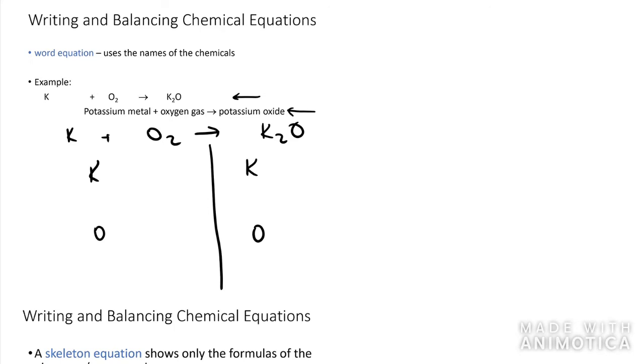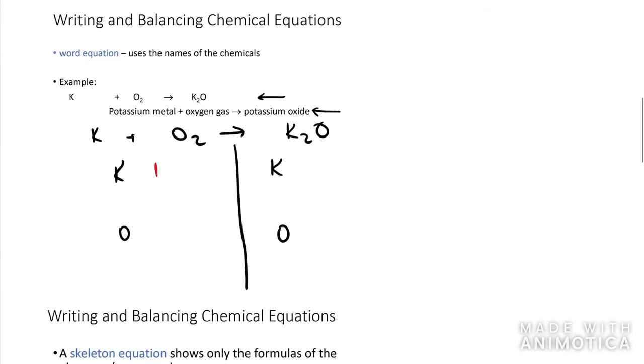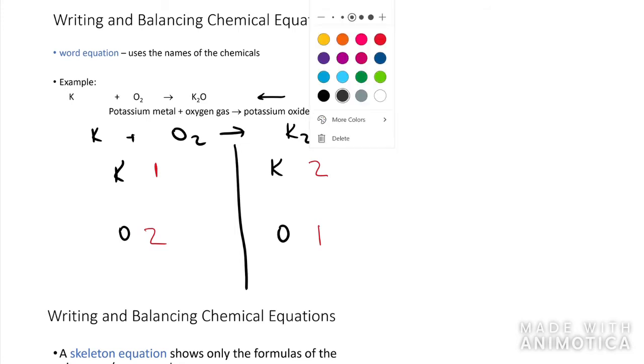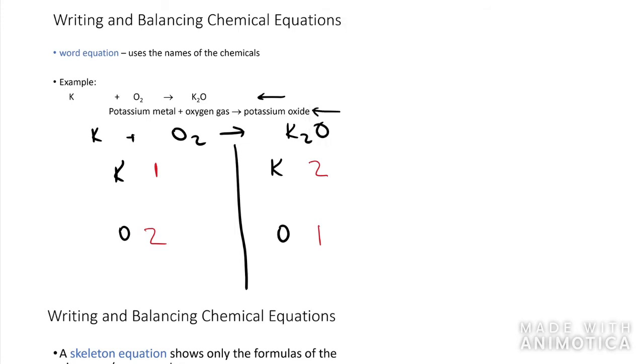With the products and the reactants, I try and list them in the same order just to make it easier when I'm balancing. So potassium, there's no number here, so it has to be 1. Oxygen, we have 2. Potassium, we have 2. Oxygen, we have 1. Okay, so let's try it out. This is something you really need to do in pencil and not in pen because sometimes you'll get it wrong.